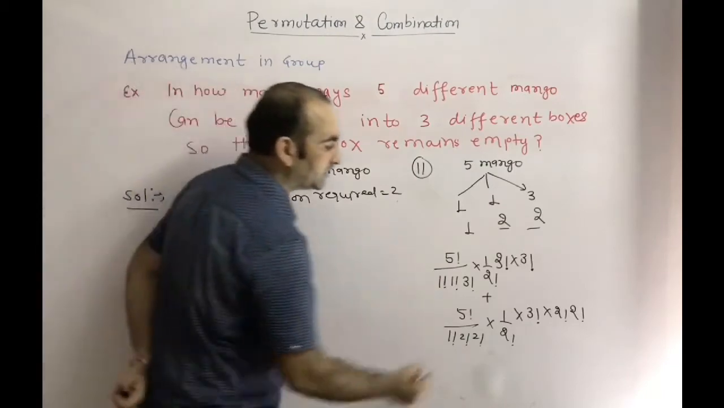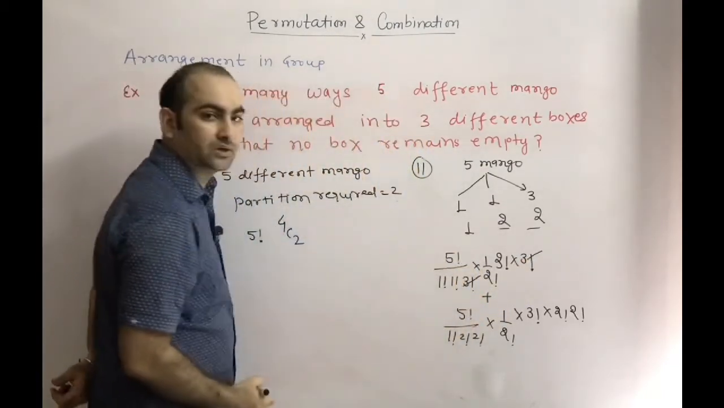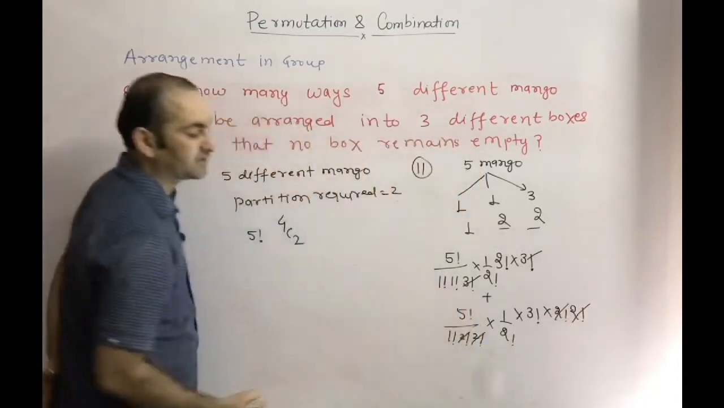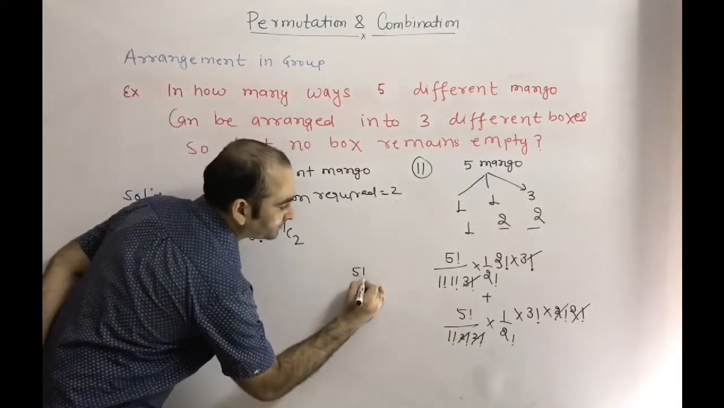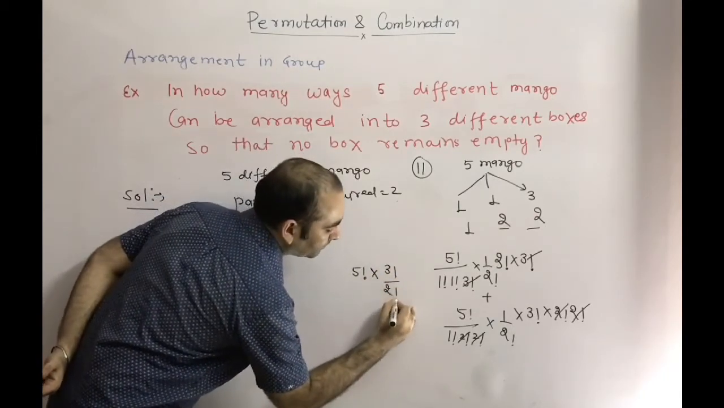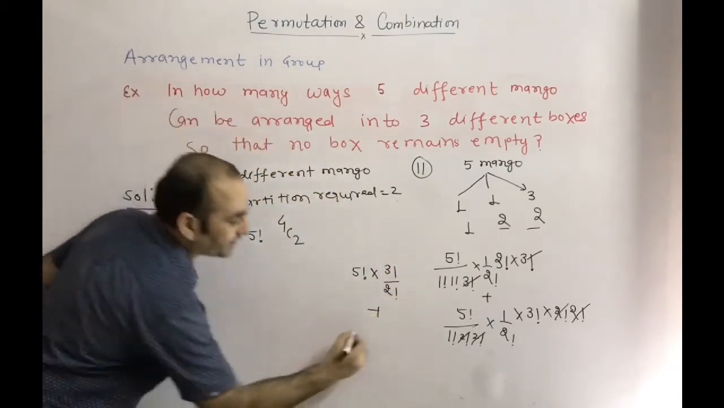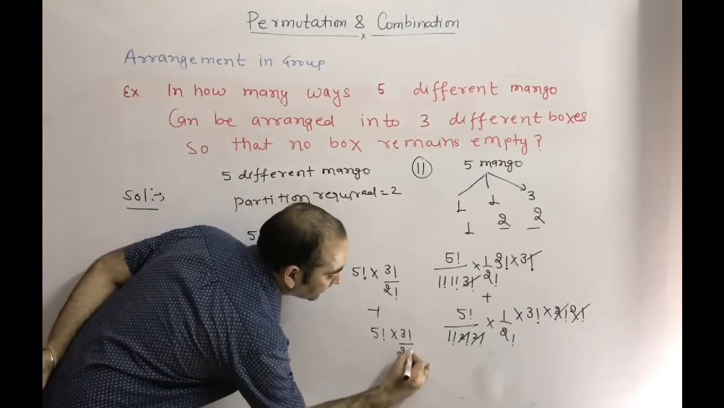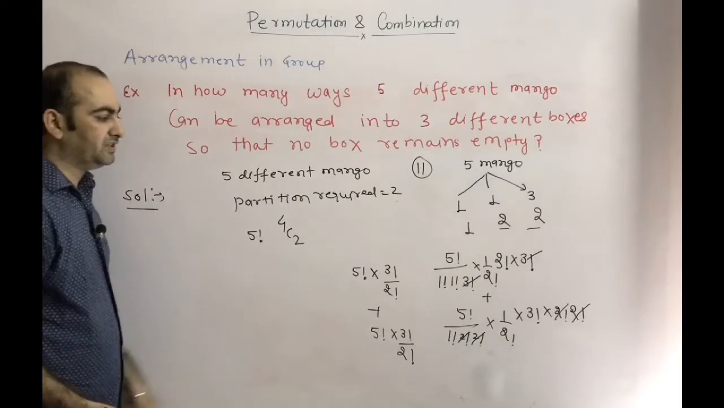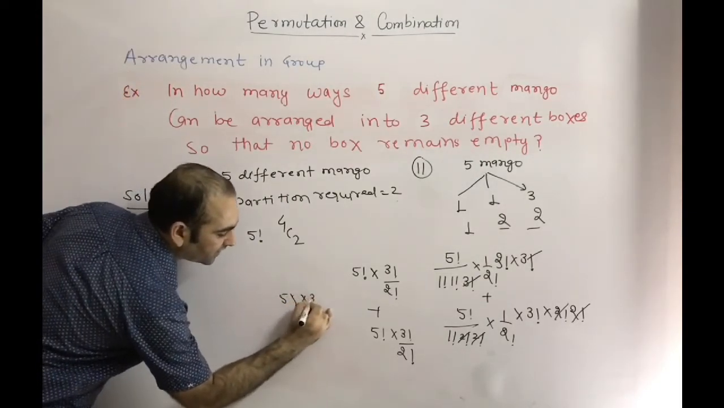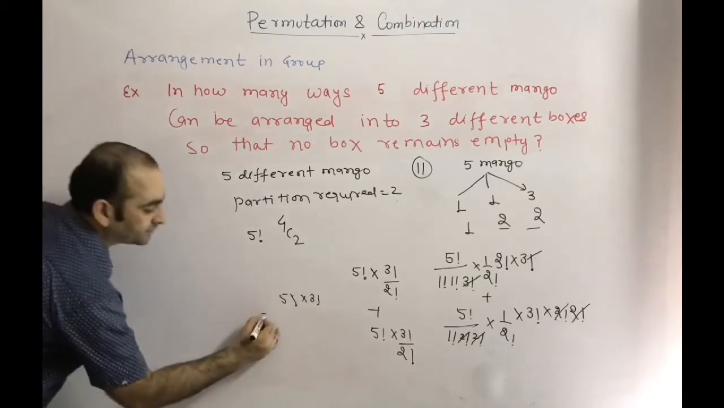So what will come? 3 factorial gets cancelled. And here 2 factorial, 2 factorial, 2 factorial, 2 factorial get cancelled. So what is the answer? 5 factorial into 3 factorial divided by 2 factorial plus 5 factorial into 3 factorial divided by 2 factorial. If we simplify this, what will come? 5 factorial into 3 factorial.